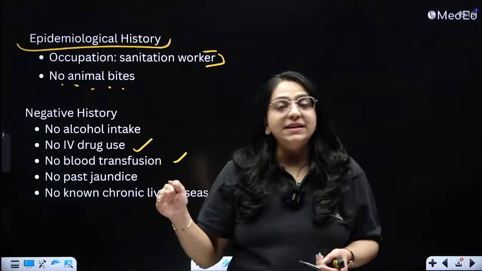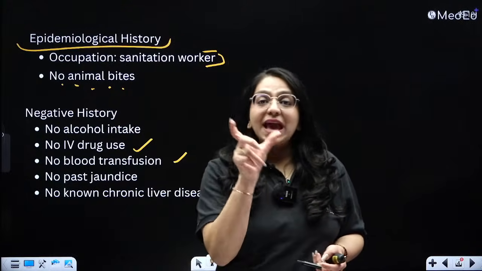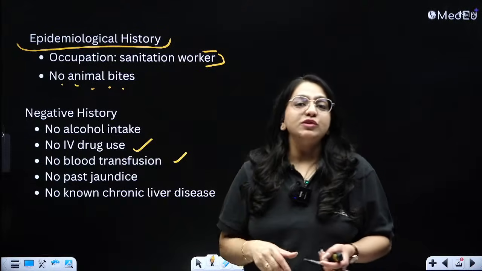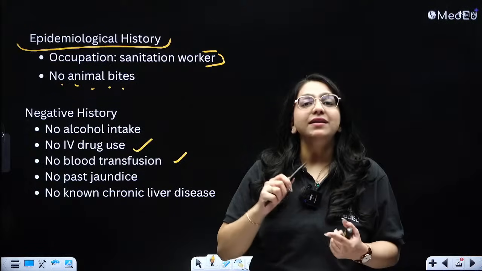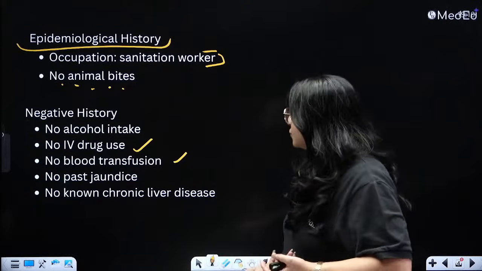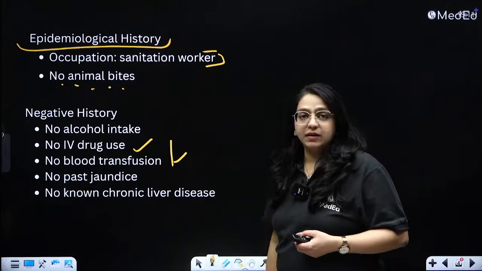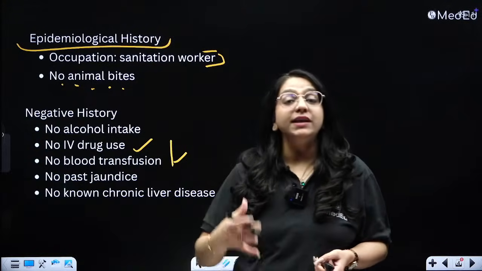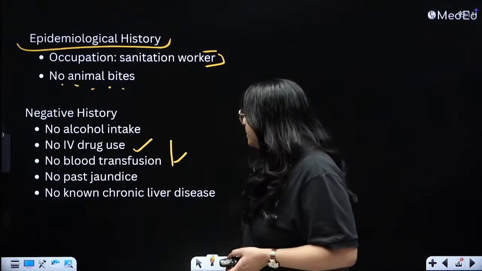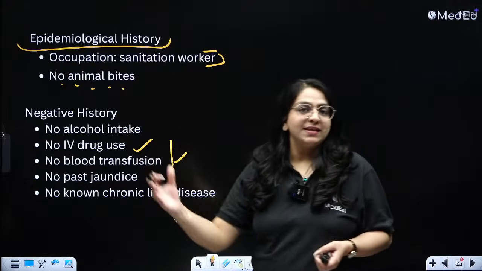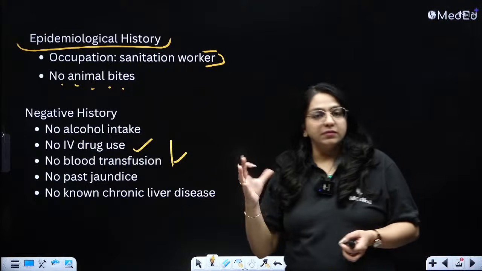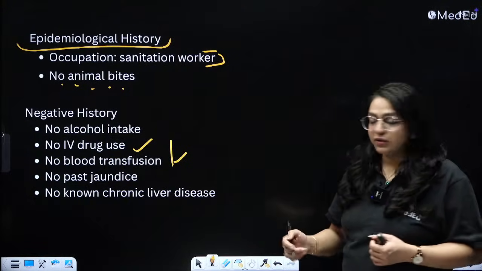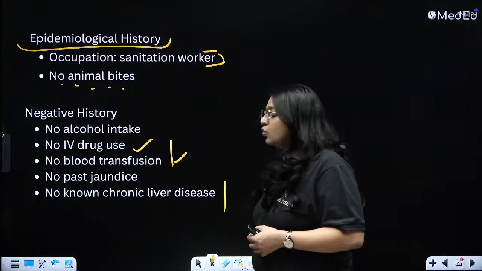So amongst the hepatitis spectrum, hepatitis B and C, most common modes of transmission are actually needle stick injuries, sexual transmission, and drug abuse. So blood transfusions and IV drug abuse are very important in patients of jaundice. Then no past history of jaundice, in case there is any hemolytic syndrome, etc., or pathology. And no known chronic liver disease.